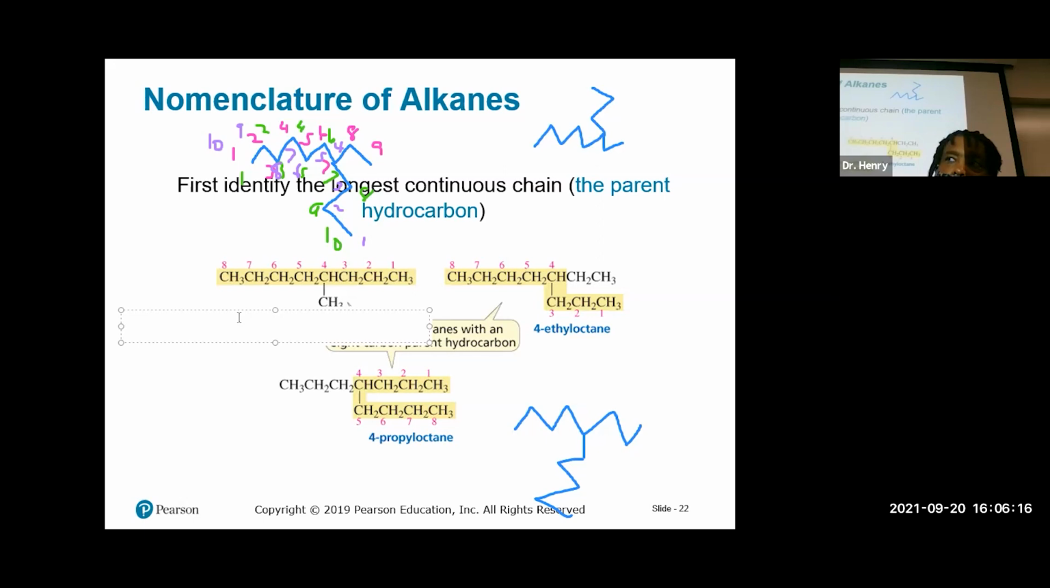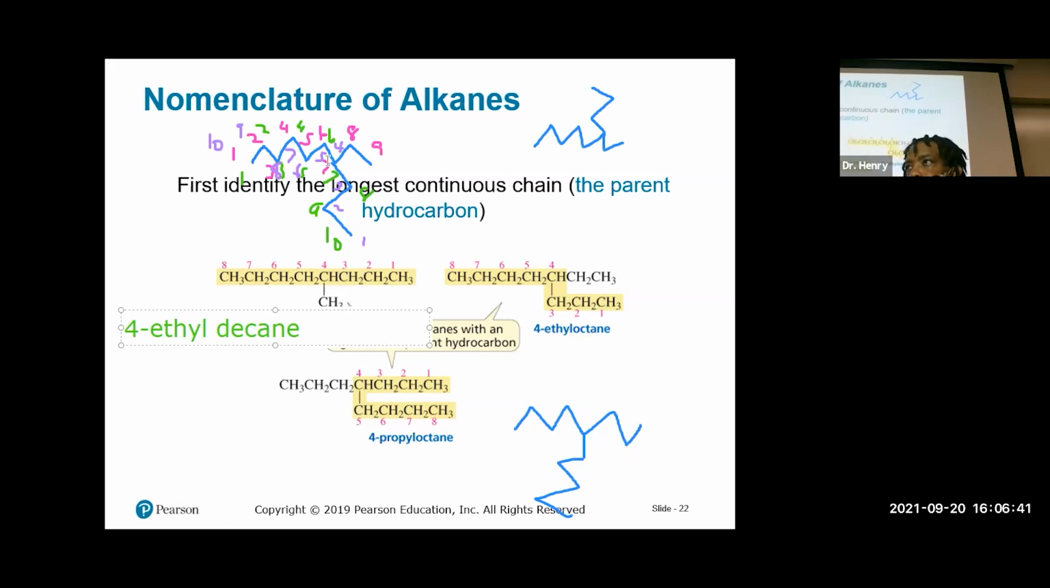Nope, because we want the longest carbon chain, which is 10, right? Nope, it wouldn't be 7. 4, for what? For ethyl decane.